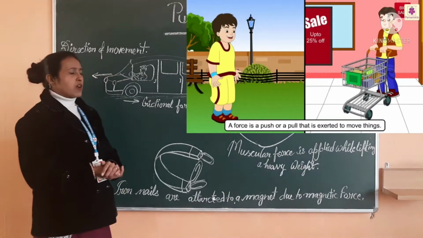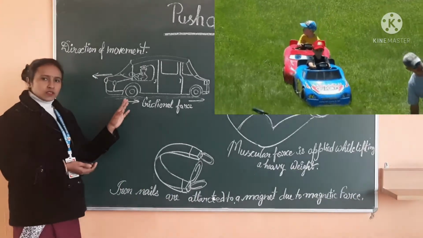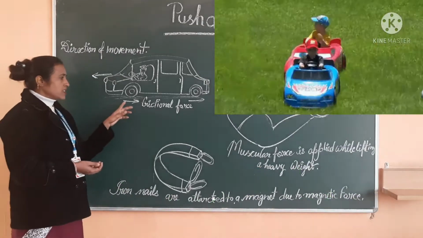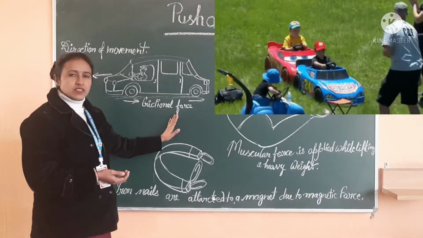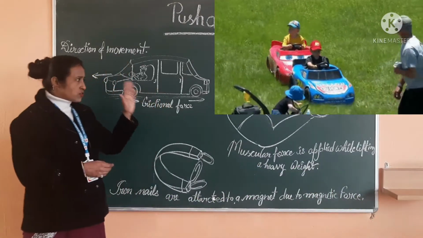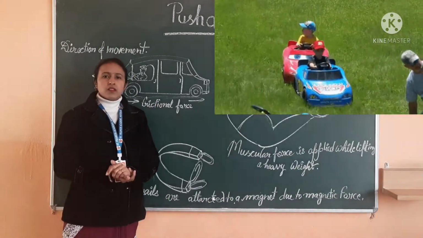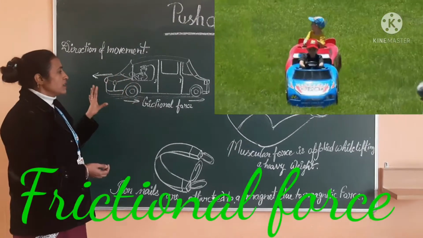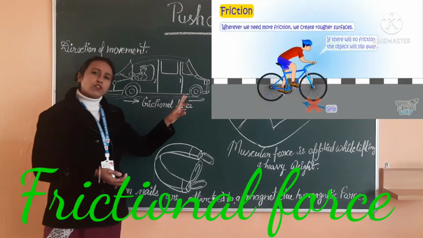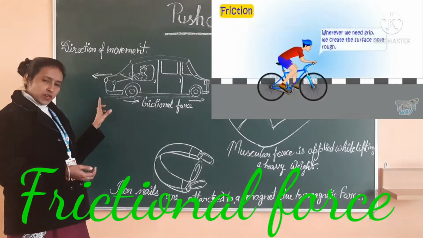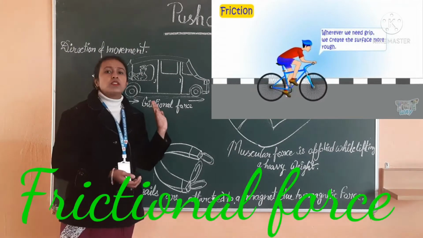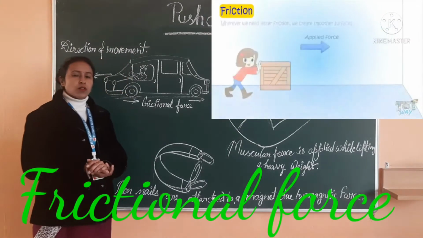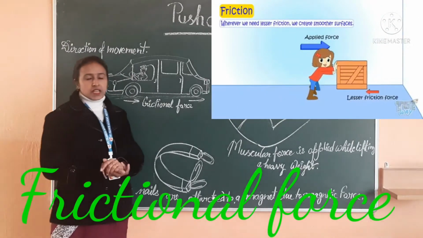There are various examples in our day-to-day life. This car moves in this direction, but the frictional force acts in the opposite direction. Then only does the object stop. So we can say the frictional force always acts in the direction opposite to the movement of the object.